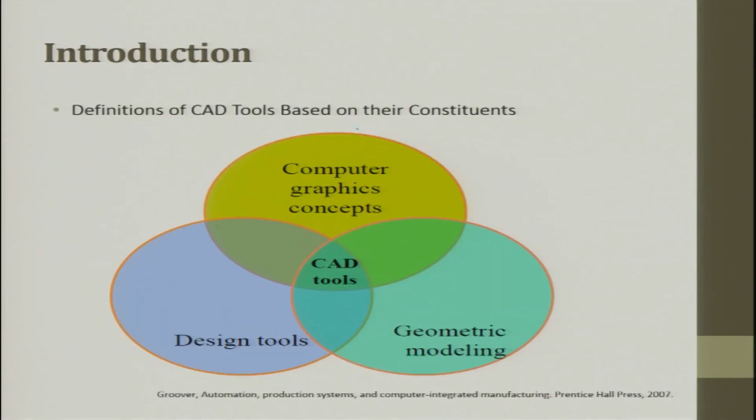So, if you look at it, computer graphic concept, geometric modeling is a separate circle and design tool is a separate circle. This can happen independently. This is the computer alone, this is the model alone and this is the design alone. So, the CAD tool is a combination of A intersection B intersection C. It takes the common zone of the three things. So, in the CAD tool you will have computer graphic concept, you will have geometric model, you will have design tools.